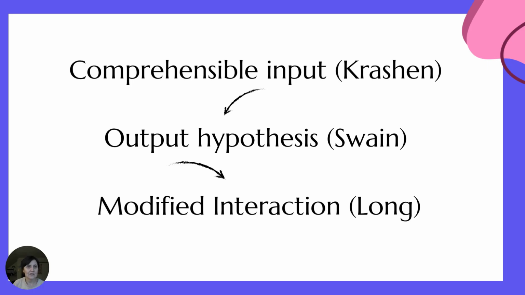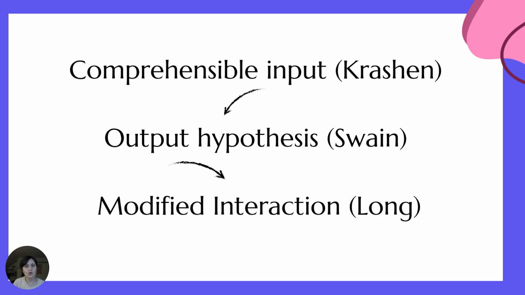What was taken up by the contemporary Merrill Swain in the same year. She was criticizing him for too much focus on the input. And she said that it's not the input, it's the output. The comprehensible output is what drives language learning. So learners learn language only when they produce either oral or written language. That was a very important modification of the hypothesis.